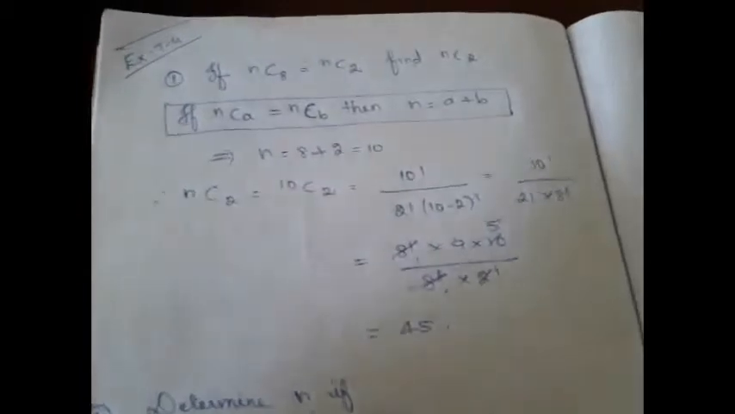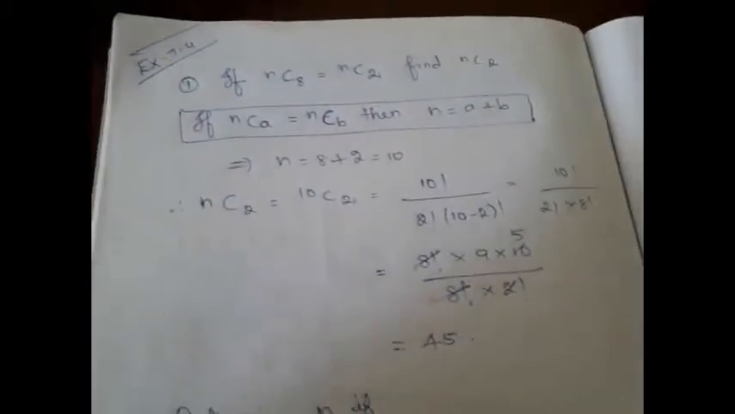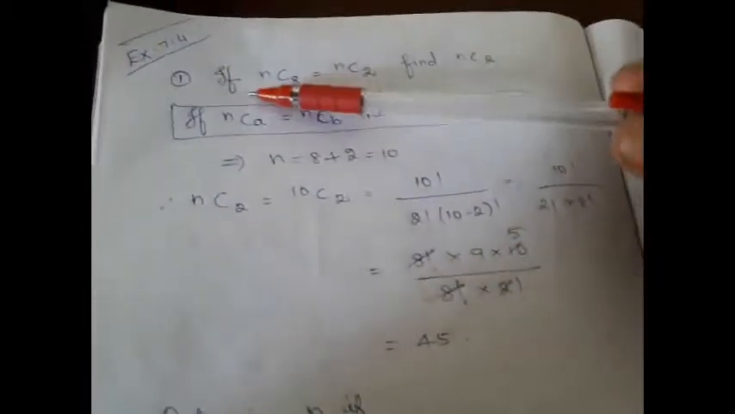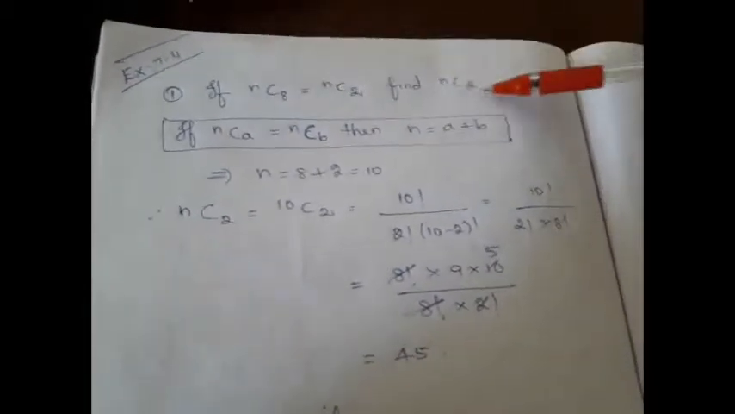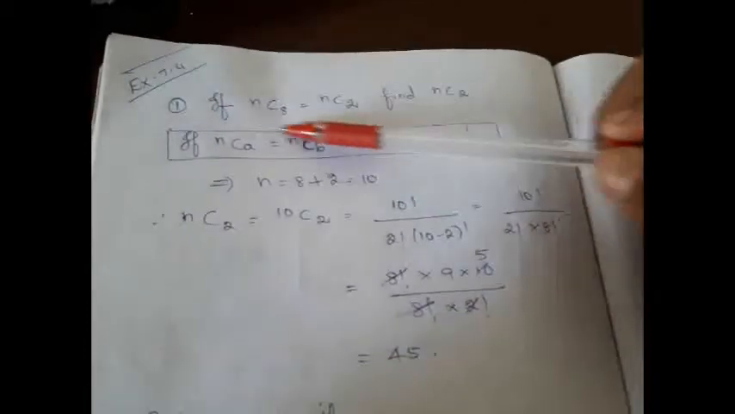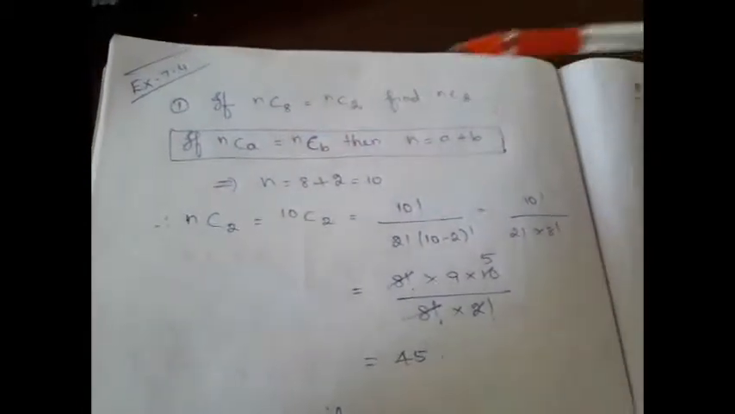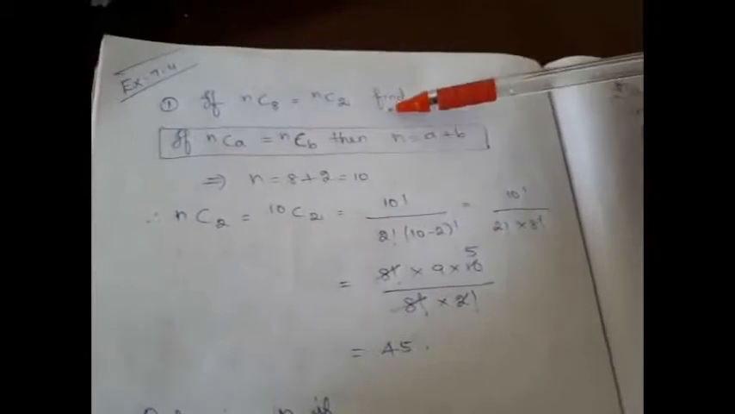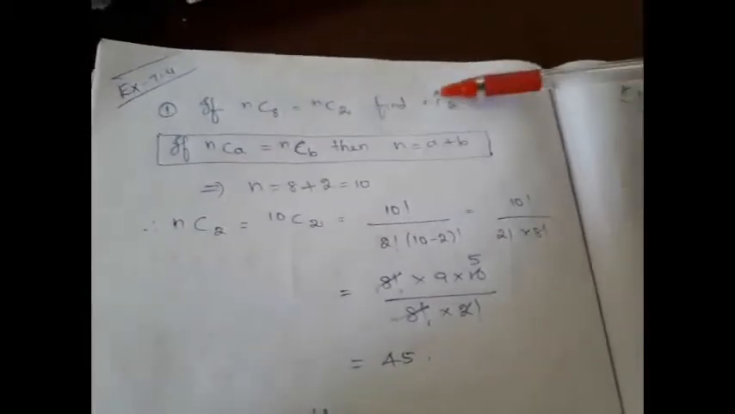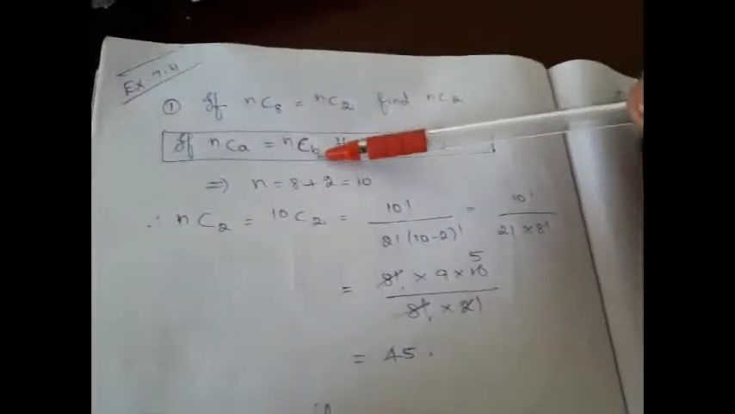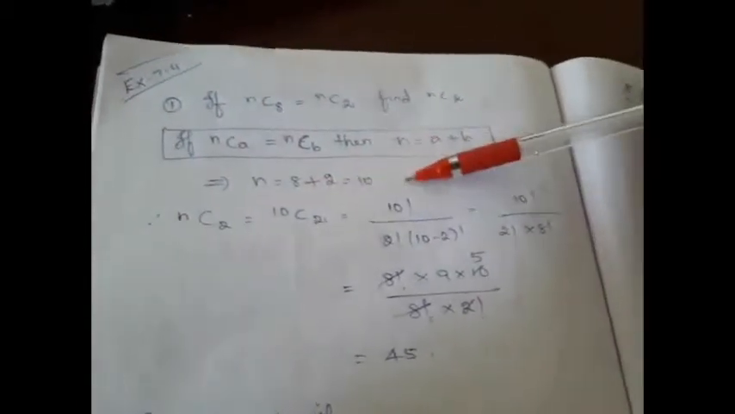Now let us see how we can solve our first question in exercise 7.4. It is given: if nC8 is equal to nC2, find nC2. Immediately, what result should strike your mind? Just now we have learnt if nCa is equal to nCb, then n can be written as a plus b. So only if we find what n is, we can find nC2. So n can be written as a plus b, so 8 plus 2, which is 10.